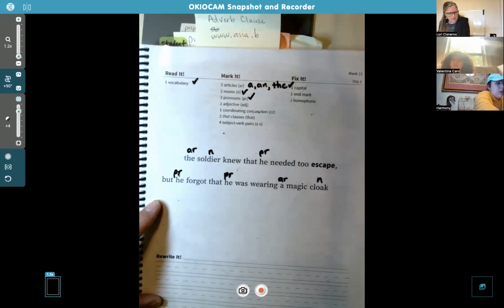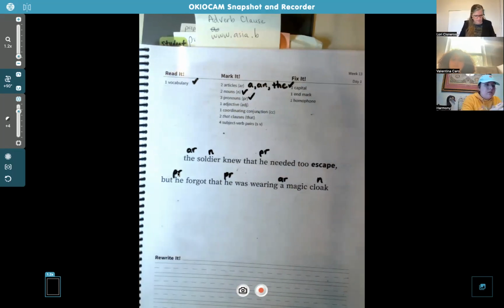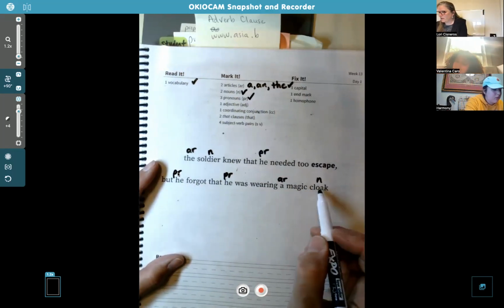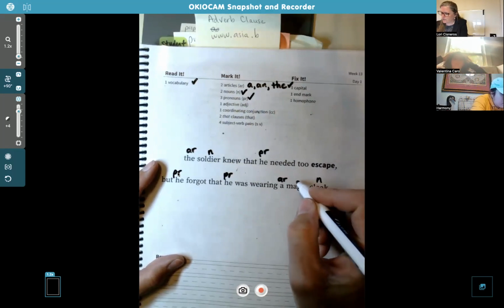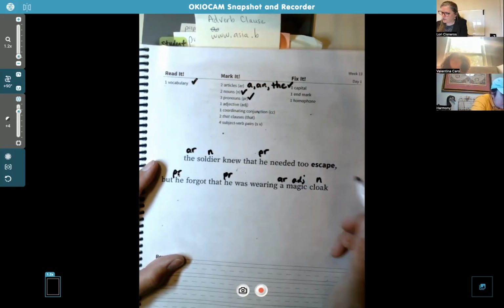Valentina, how about an adjective? That's a word that describes a noun. Yeah, like magic. Yes, there you go. Because magic is telling what kind of cloak, right? It's describing the cloak. So that is the adjective. Good job.